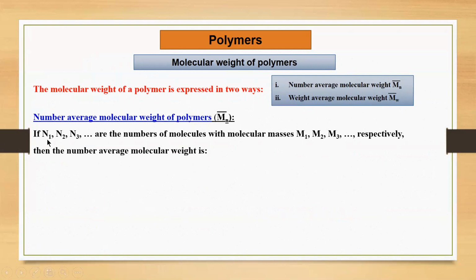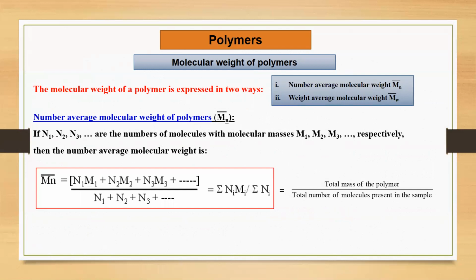This refers to, if in a sample there are N1, N2 and N3 number of molecules having respective molecular masses M1, M2 and M3, then the number average molecular weight is given as the product of the number of molecules of each type multiplied by the molecular mass of that type of molecules, and adding on to it another type of molecules, that is N2, multiplied by the respective molecular mass, and so on. If there are many components, we will take them all in the numerator and divide by the total number of molecules, that is N1 plus N2 plus N3 and so on.